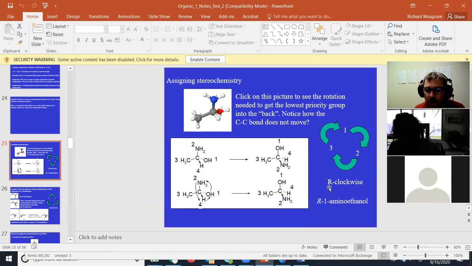If it goes clockwise, it's called R. R for rectus, meaning right. And if it goes counterclockwise, then it would be S for sinister.